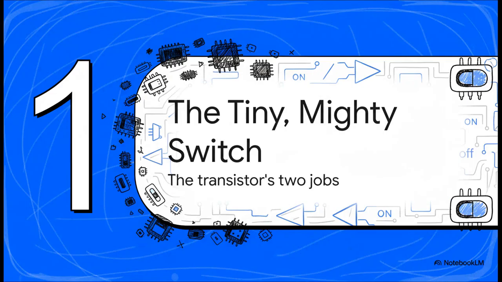Okay, section 1, the tiny, mighty switch. So at its very core, a transistor is a device that really has two main jobs. It can act like a switch, turning a current on or off, or it can act as an amplifier, taking a small signal and making it much, much stronger.